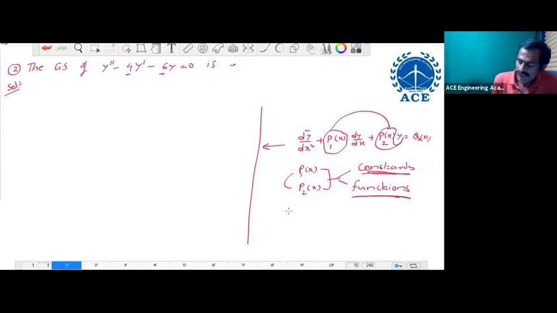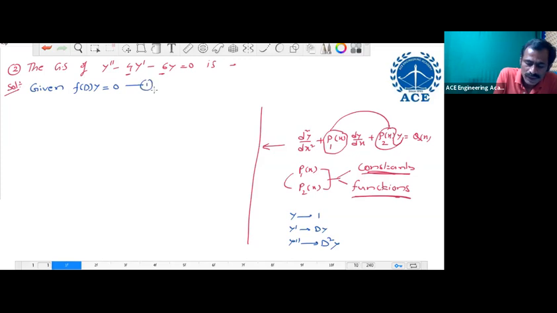To write the operator form, we replace y with 1, y dash with D, and y double dash with D square, like this, so that we can write the equation in terms of D. Directly we write the operator form in short form: f of D, y equal to 0, where f of D equal to D square minus 4D minus 6. This is the given equation in terms of operator form, that is short form.